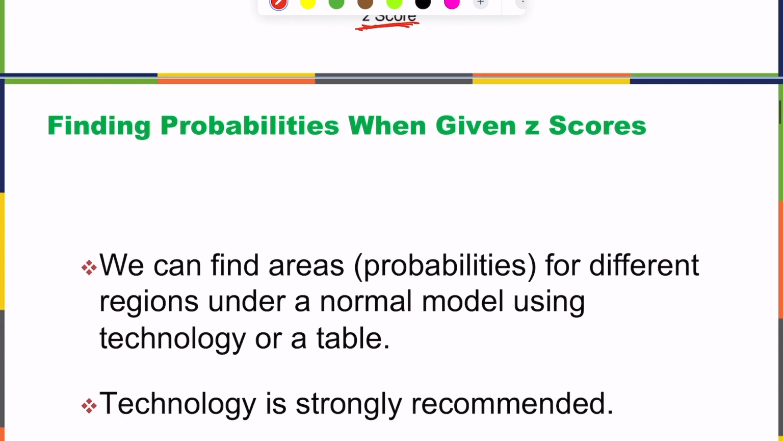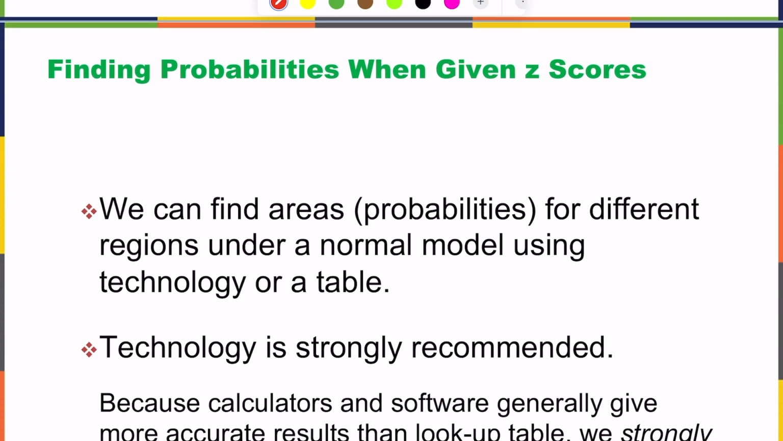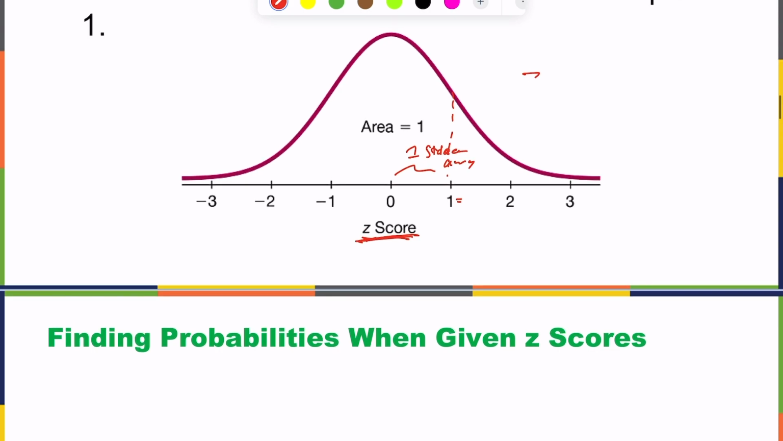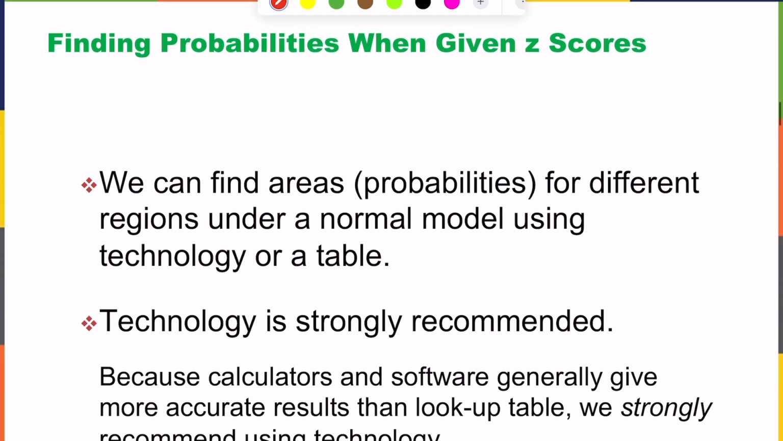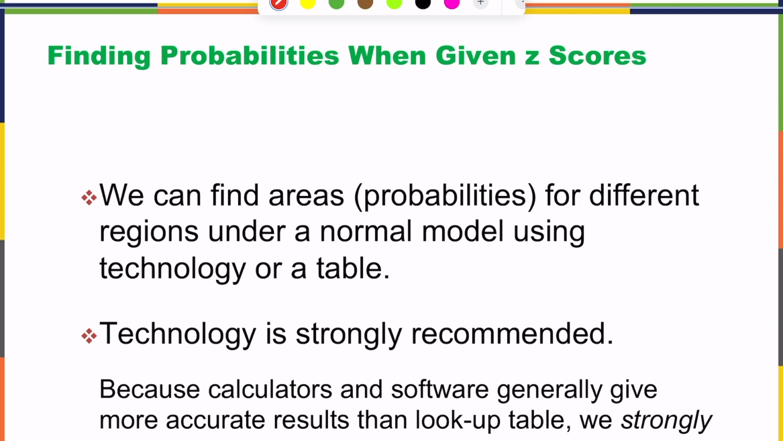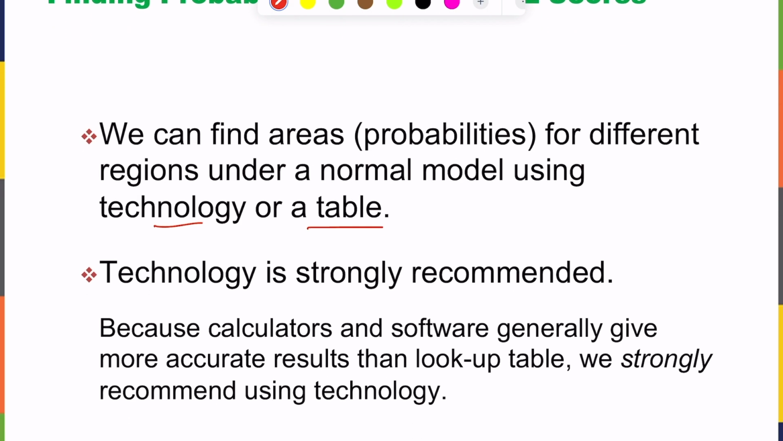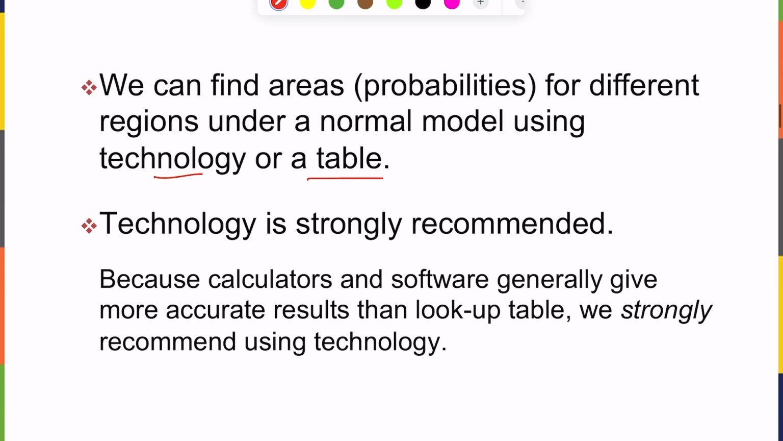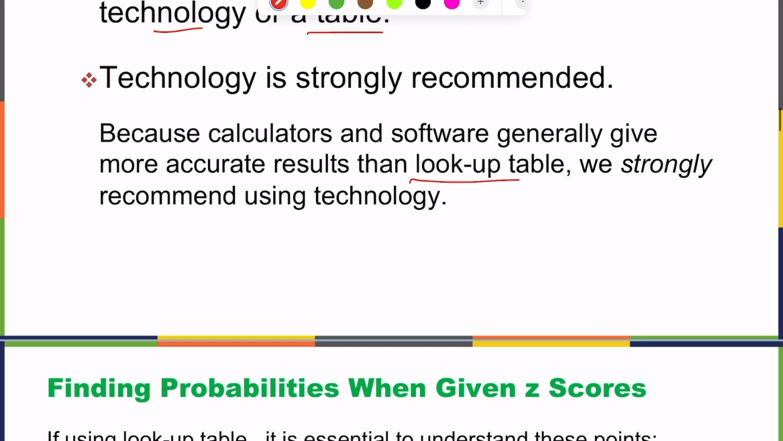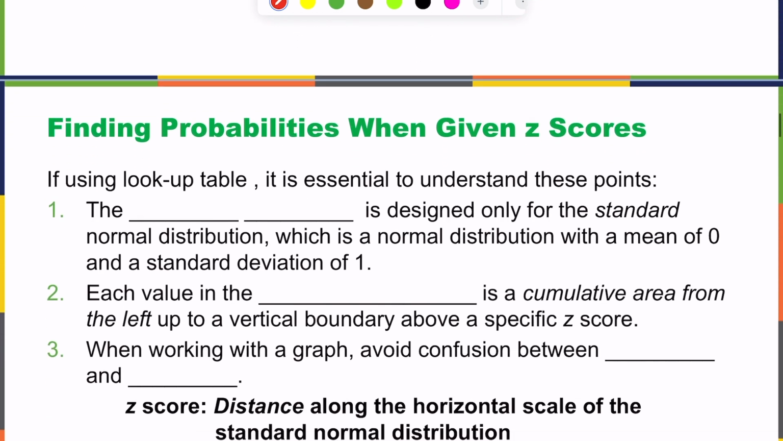So we talk about this in terms of z-scores. Remember, the z-score is x minus the mean divided by the standard deviation. Okay. We can find areas, probabilities for different regions under a normal model using technology or a table, either technology or a table. There's no formula for this one. Technology is strongly recommended. Oh, certainly, yeah. Okay, but I provide a lookup table anyway, which I will discuss in greater detail later.